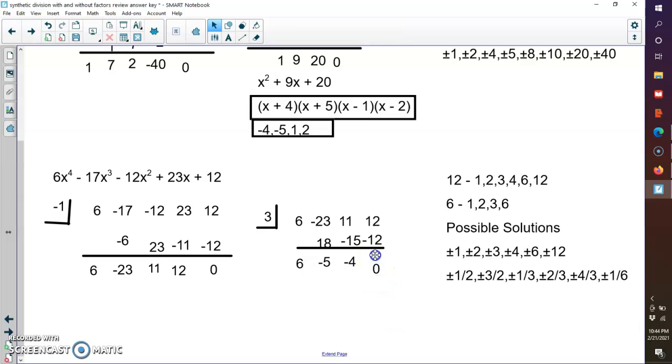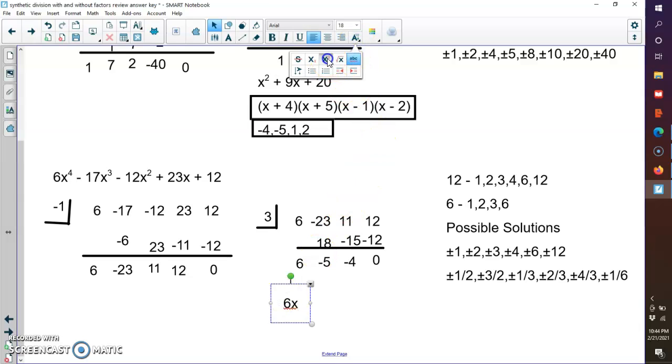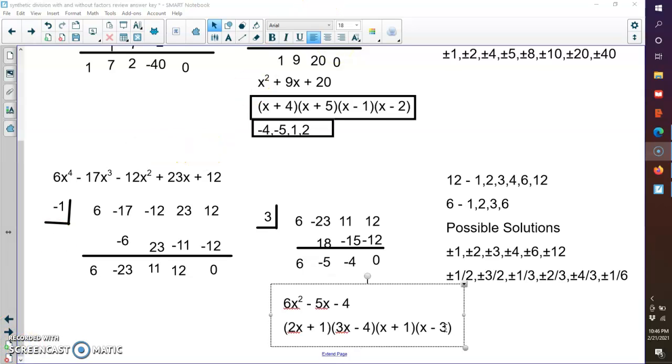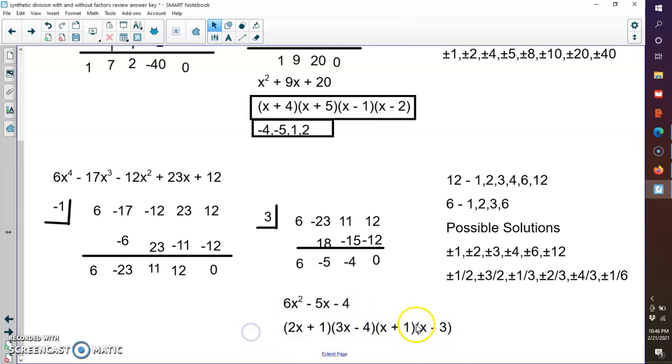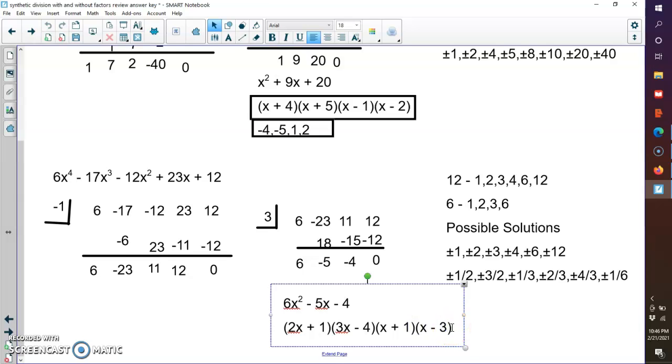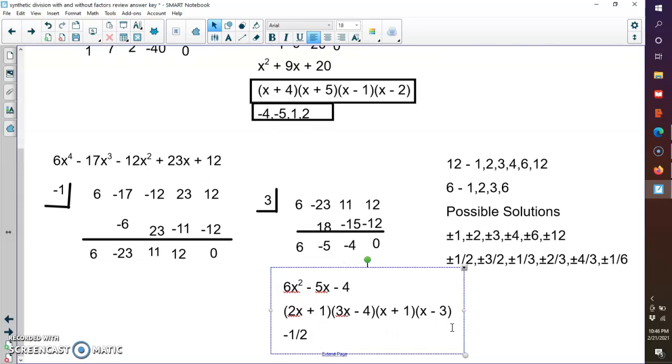Awesome. So now I'm left with 6x squared minus 5x minus 4. Now when I go to factor that, so here are my 4 factors. Okay, we just kind of jumped ahead there. And my zeros are -1/2, 4/3, -1, and 3.